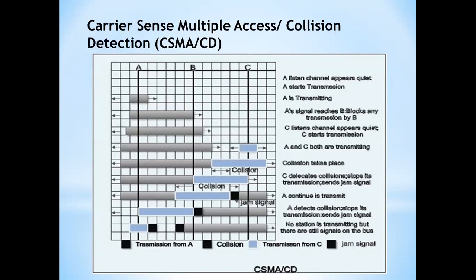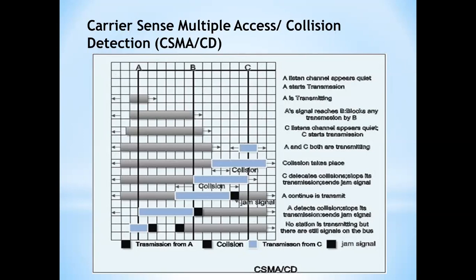In the figure, A listens to the channel, it appears quiet, A starts transmission. Then A is transmitting the data. Then A's signal reaches B, blocking transmission by B. C listens, the channel appears quiet, and C starts the transmission. A and C both are transmitting now, and then a collision takes place between A and C.